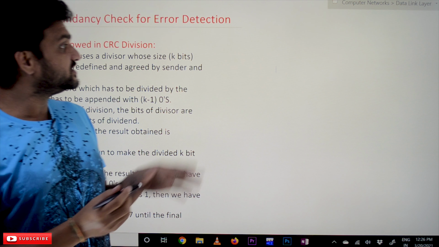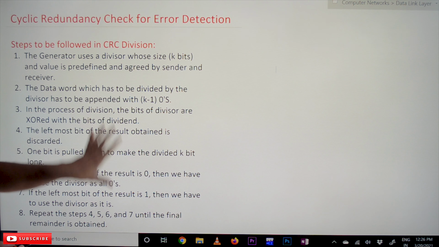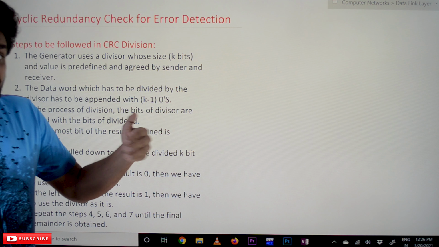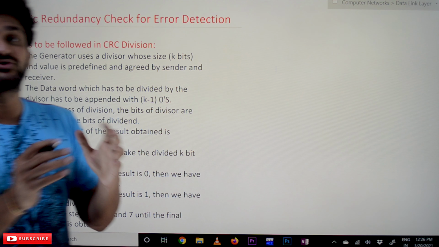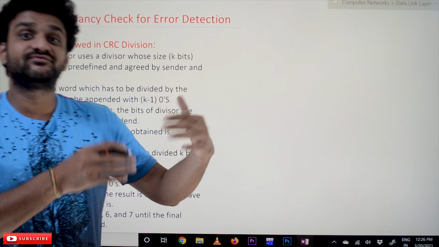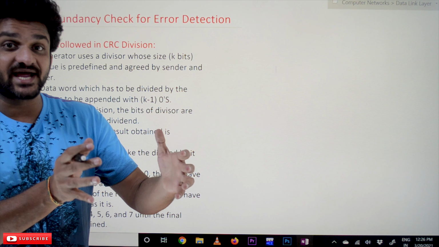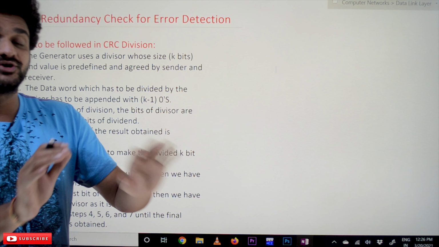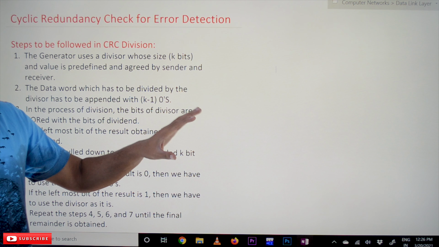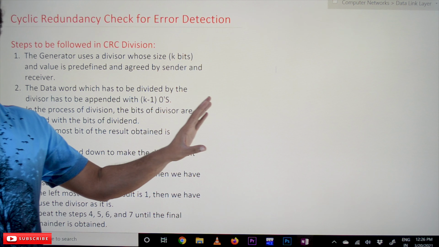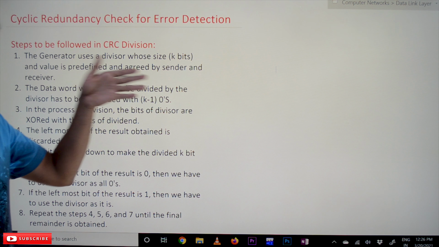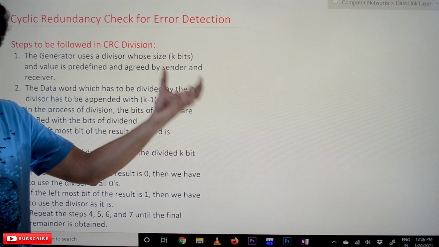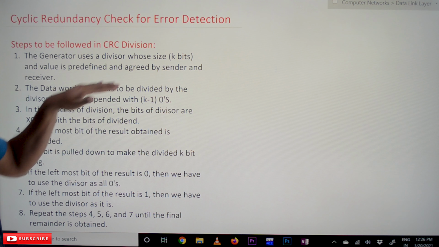So let's try to understand this by using these steps. The mathematical background required for this method is a bit complex to understand. It is itself a separate course called abstract algebra. So we are not going to discuss the mathematical background required for this algorithm. We will try to understand the way in which it generates the redundant bits by using these steps.